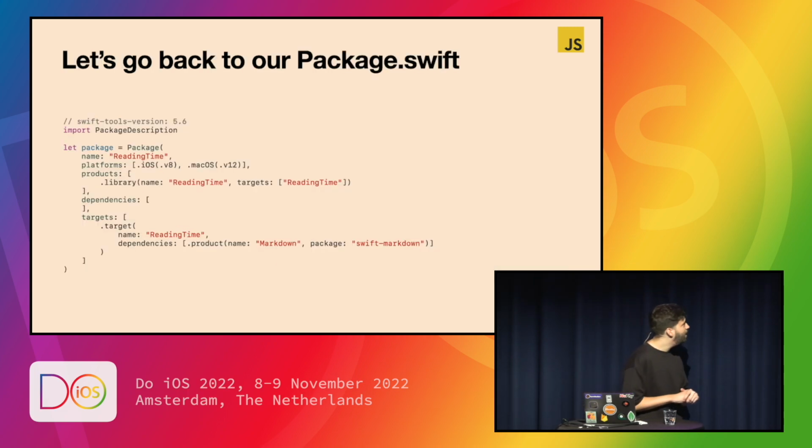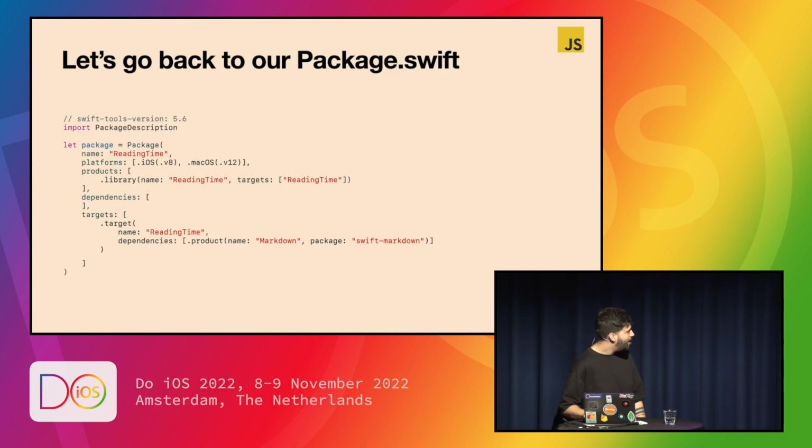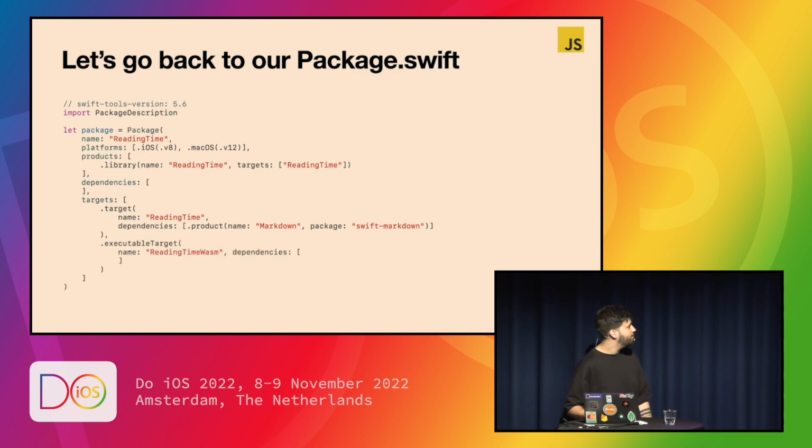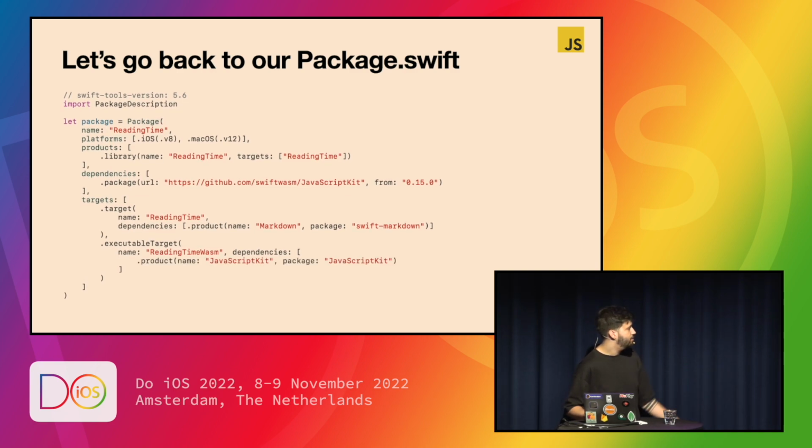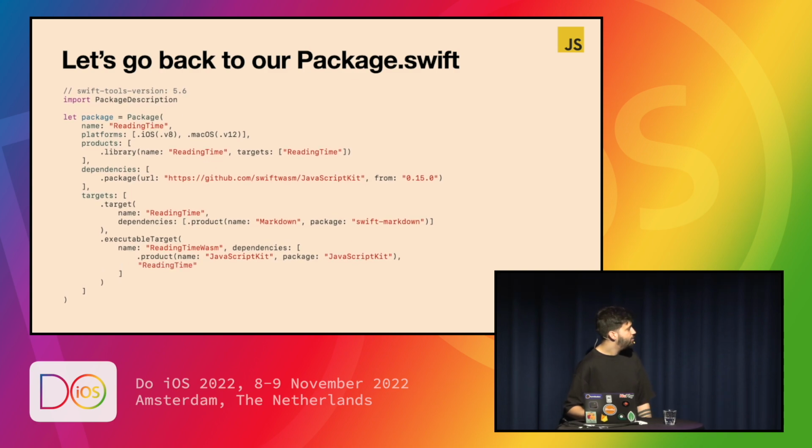But first, let's get back to our Package.swift. As you will have guessed by now, we need to create another target. It's going to be an executable target called ReadingTimeWASM. This is going to take in a single external dependency, which is going to be JavaScriptKit. So we just add it to the dependencies array. And we import ReadingTime as well, because we can basically use the same library we've been using all along.